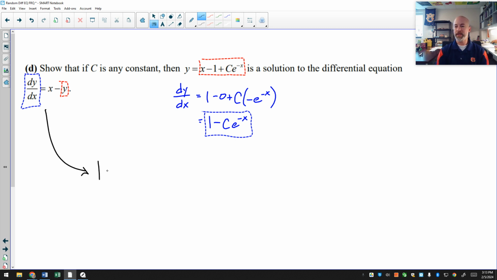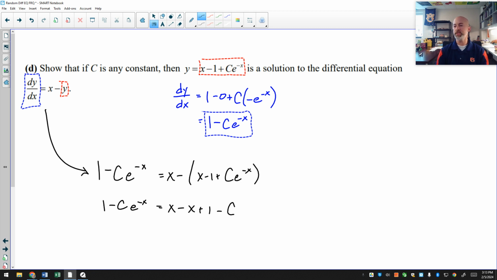So my left side, dy dx, is 1 minus ce to the negative x. The right side is x minus y, and y is x minus 1 plus ce to the negative x. And then we just do our arithmetic or algebra until we can see that both sides of this equation are indeed equal to each other. And because this question is essentially a proof, they gave me the solution. We're just verifying the solution. Then I don't want to skip steps. I want to show every detail that shows that the two sides are indeed equal to each other.